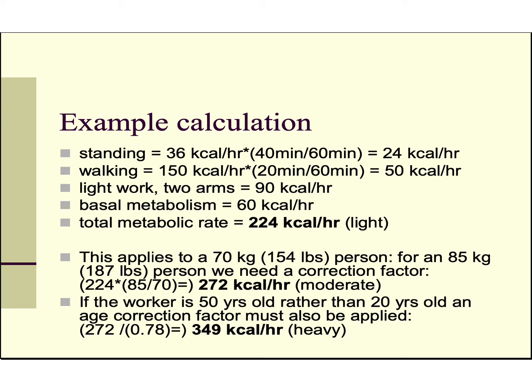So if this was an 85 kilogram person, we would correct up to 272 kilocalories per hour, which moves it from light to moderate. And if they're 50 years old rather than 20 years old, an age correction factor also must be applied, moving them up into the heavy work category at 349 kilocalories per hour. I should stress that the TLV book does not actually say to do this, but it seems reasonable to me.